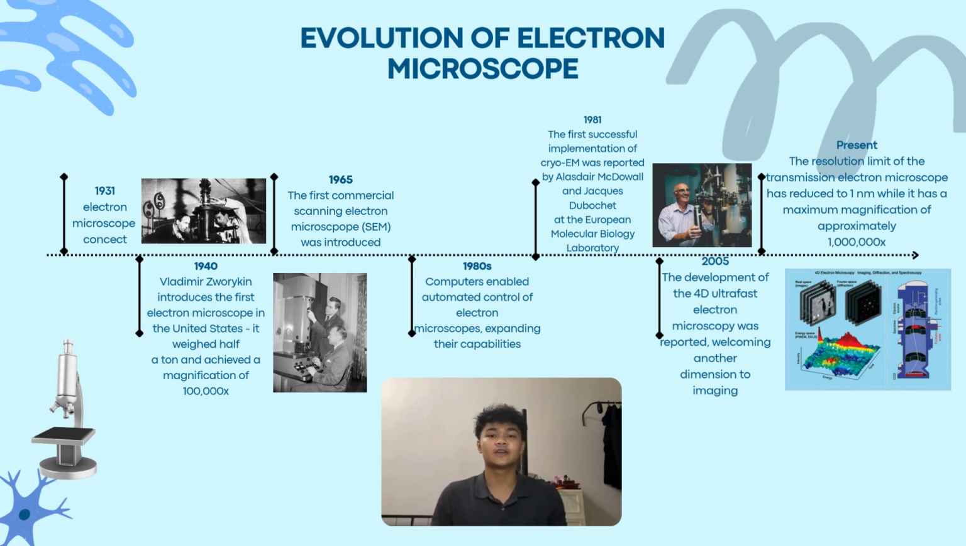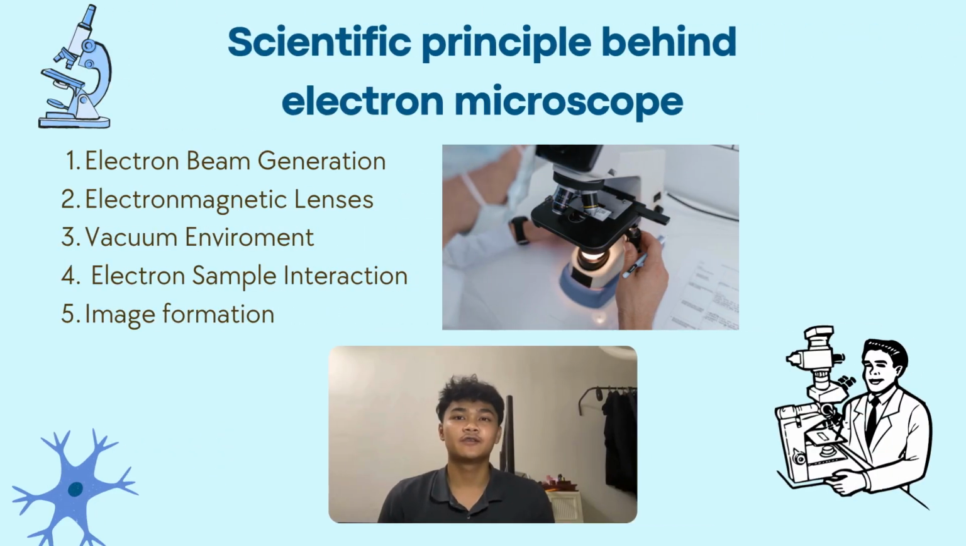We are truly looking at the building blocks of matter itself. We are going to talk about the core scientific principles behind how an electron microscope actually works. Number 1, electron beam generation. Instead of a light bulb, the process starts with a specialized source, usually a heated filament, that generates a highly concentrated beam of accelerated electrons.